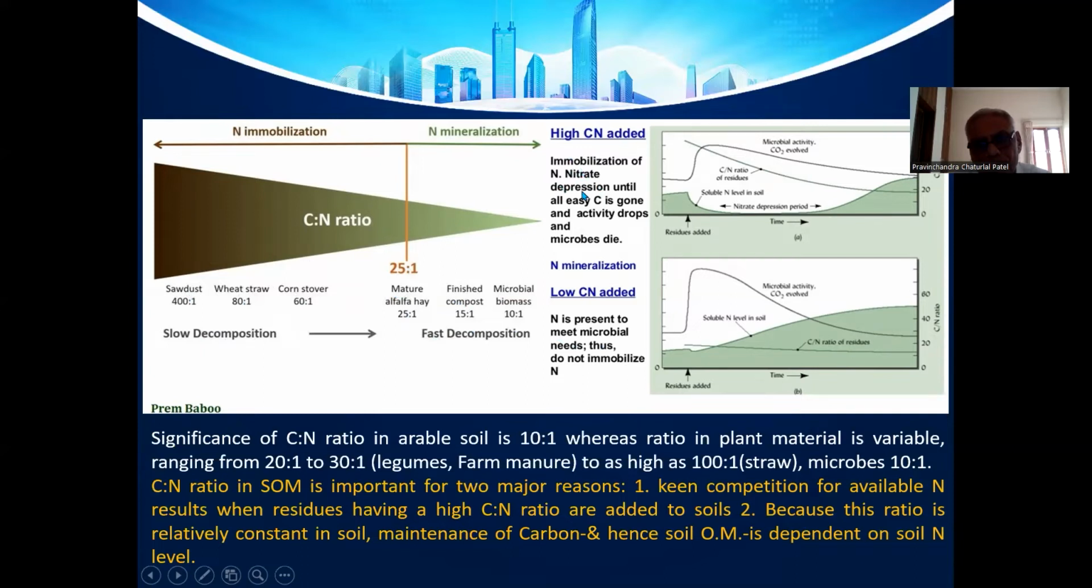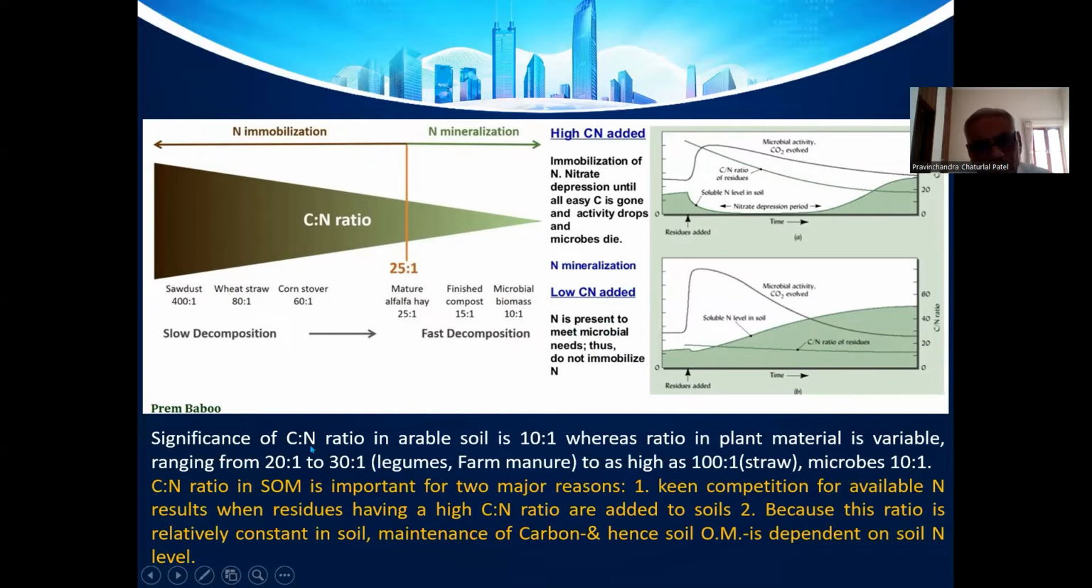Immobilization of nitrogen, nitrate depression, continues until all easy carbon is gone, activity drops, and microbes die. So nitrogen mineralization occurs when low CN material is added. When there is a low carbon nitrogen ratio, then nitrogen mineralization takes place. Nitrogen is present to meet microbial needs, thus they do not immobilize nitrogen.